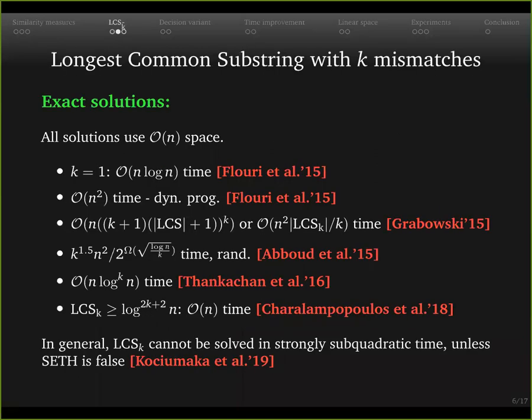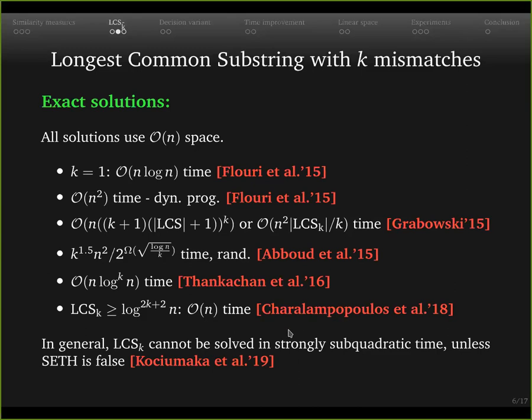First, some results on the longest common substring with k mismatches, exact solution. All solutions have linear space. The first two solutions are by Flouri et al. in 2015. The first one is for k equals 1, and you can have a solution in n log n time. For all k, you also have a solution in n squared time via dynamic programming, and all the other results improve on this one. But for a k that is roughly log n, you still have a quadratic solution.